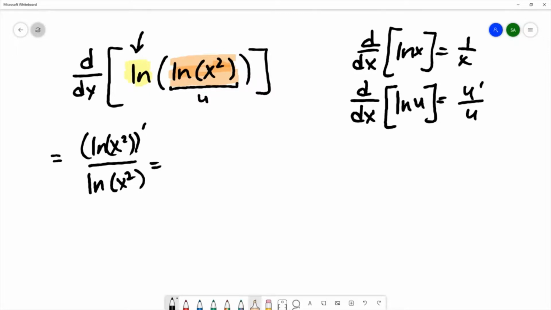But once again, we notice that we have an outside function and an inside function. So once again, I'm going to have to use the chain rule on that. And my outside function is the rule that I follow. So my outside function is the natural log. So I'll do u prime, the derivative of x squared, over u. The derivative of x squared is 2x.